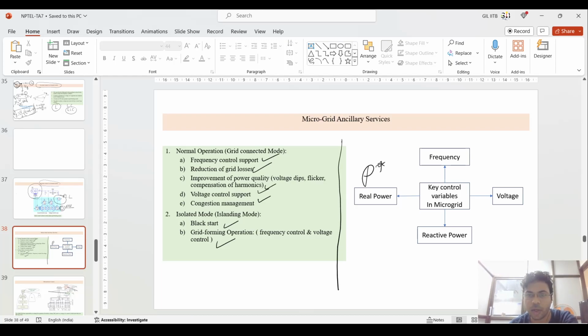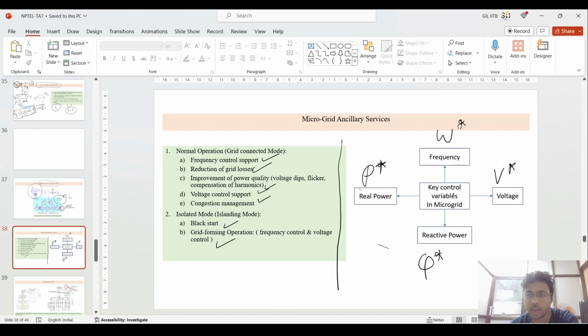So the main thing is what is being controlled. What I have already told you is that I have taken one of the references, P star, Q star, and V star, and omega star also. So in the grid forming, if the grid is also being formed, P star and Q star are taken as the reference.